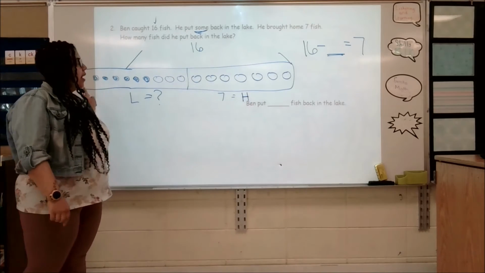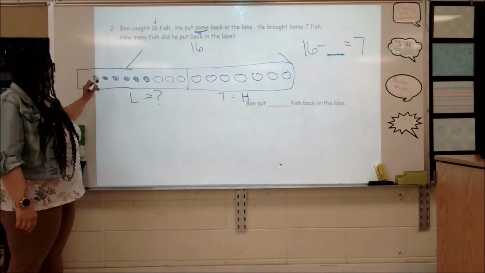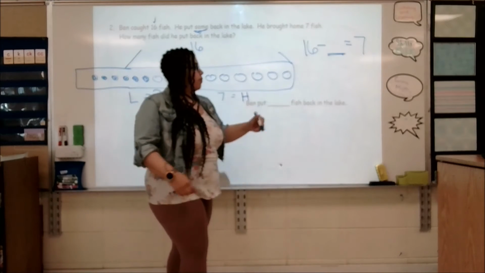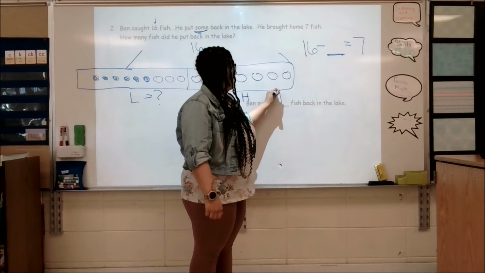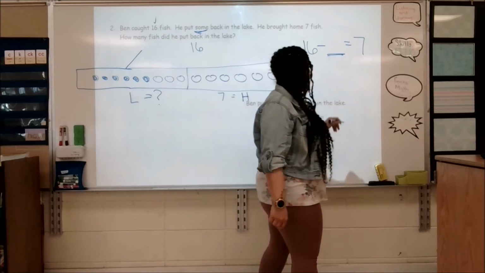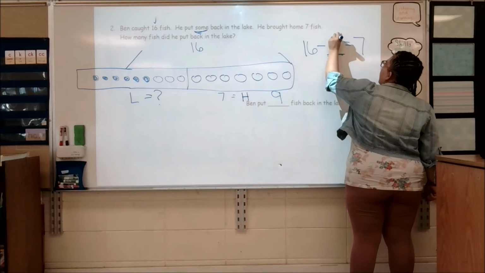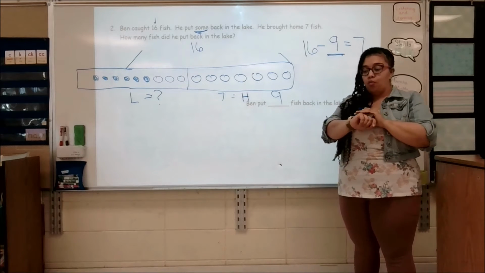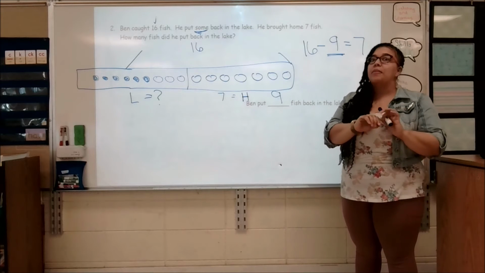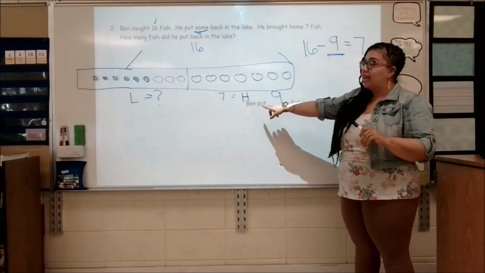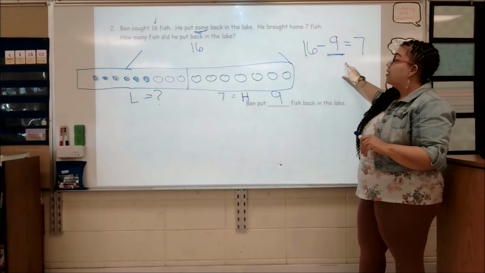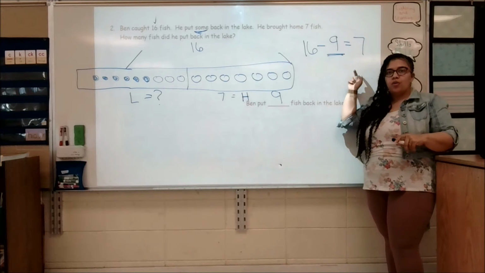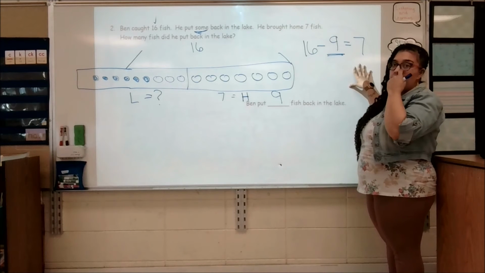And I'm just going to count how many are on this side. 1, 2, 3, 4, 5, 6, 7, 8, 9. Ben put 9 fish back in the lake. 16 fish caught minus 9 back in the lake equals 7 fish that go home with him. Now I'm done. I have a labeled tape diagram, I have a number sentence, and I have a word answer. Is this the order in which I solved the problem with the missing part?